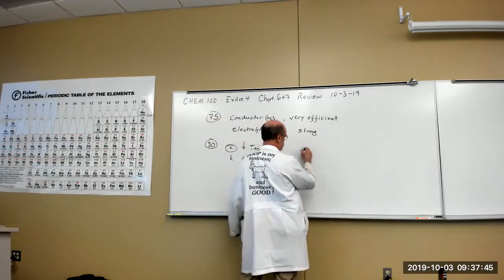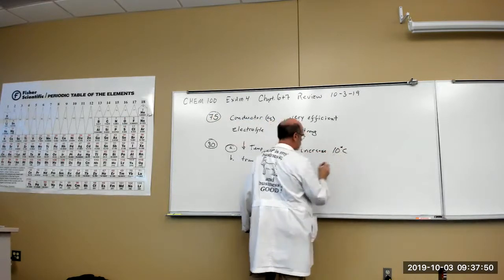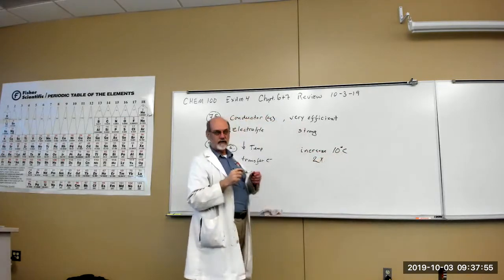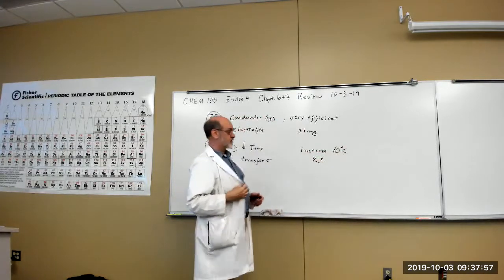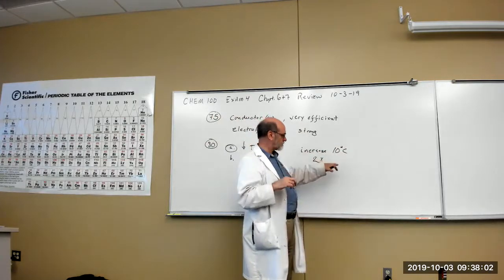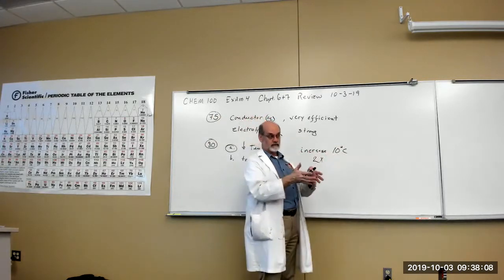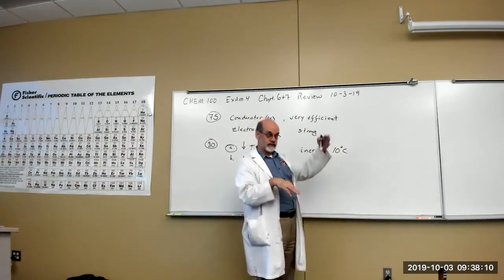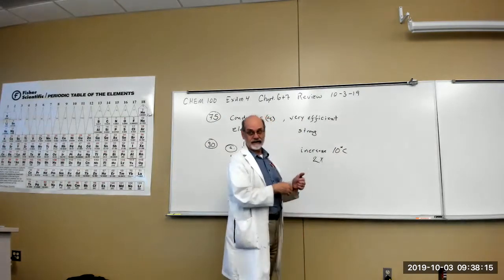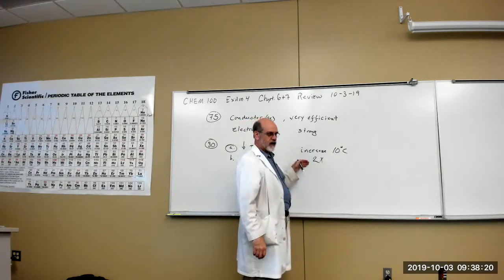For every increase of 10 degrees centigrade, a reaction will double its rate. It goes twice as fast. Now this is for reactions; it's a narrower range for living systems because of enzymes. If you take the temperature too high, then you denature the enzyme and the reaction just stops. But in general, if you increase the temperature 10 degrees, it doubles the rate of reaction.